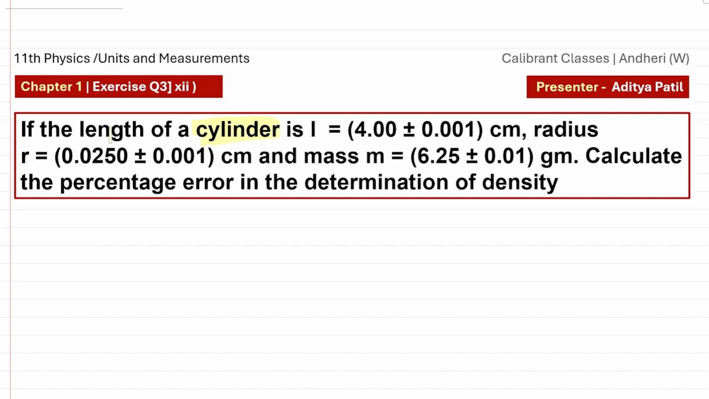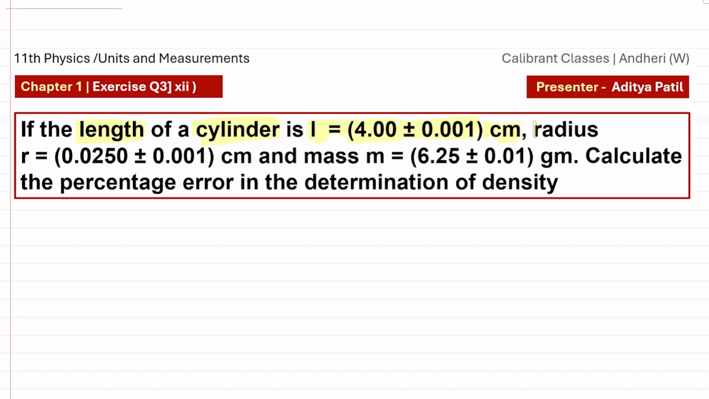Now in the question, we are given some physical quantities of a cylinder and their measurements. First, the length of the cylinder is given, and the measurement of this length is 4.00 plus minus 0.001 centimeters, where plus minus 0.001 is the absolute error in length.